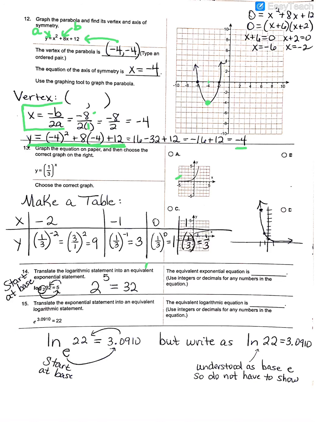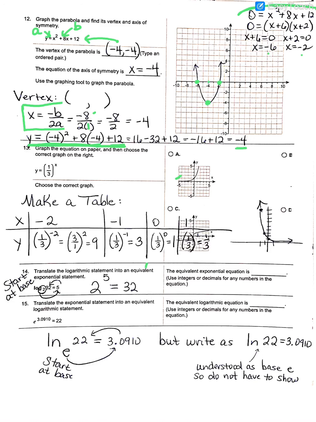So up here, I took the original function and I set it equal to 0, and then it factored into x plus 6 times x plus 2. I set each factor separately equal to 0, so I find x-intercepts of negative 6 and negative 2. And so notice I plotted those on my x-axis, and then when you draw a parabola, it is a U-shaped curve.